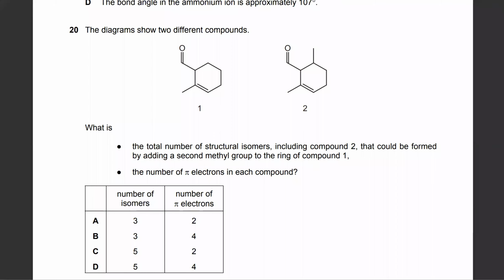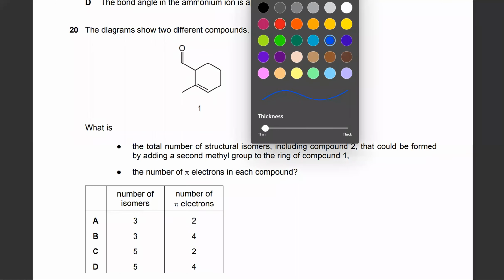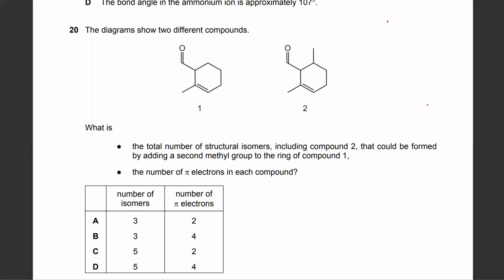What they're looking for is you have to make isomers, and there's a condition: you should add a second methyl group to the ring of compound 1. So that's 1, they've already drawn 1. Where did they add the methyl group? This over here is the methyl group that they've added to this compound.